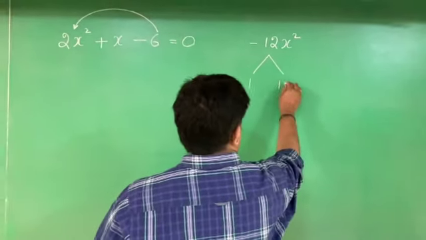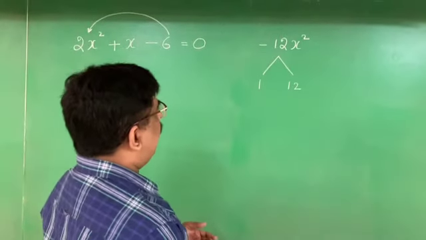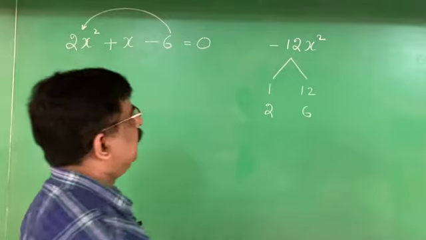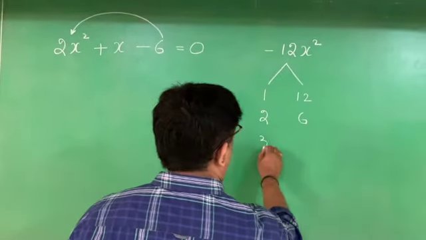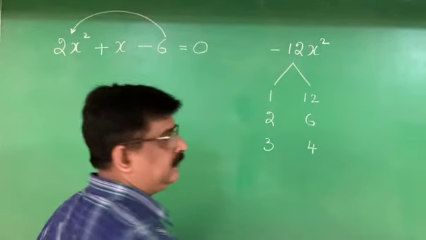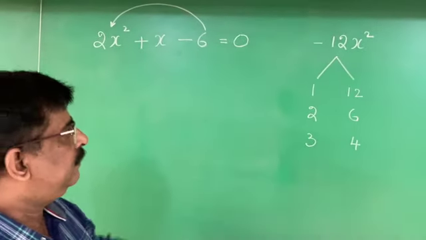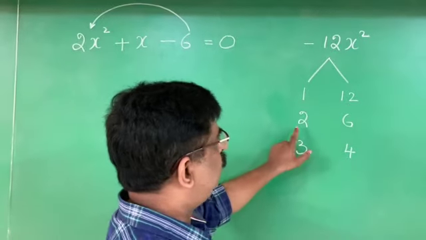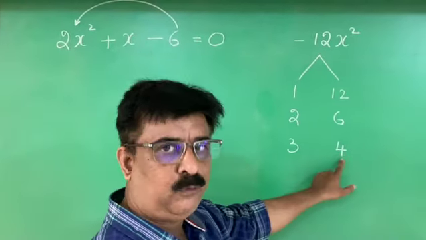1 into 12 is 12, and 2 is also a factor of 12. 2 sixes are 12. Then 3 is also a factor of 12. 3 fours are 12. Then it stops there itself. Therefore, the factors of 12 are 1 and 12, 2 and 6, 3 and 4.